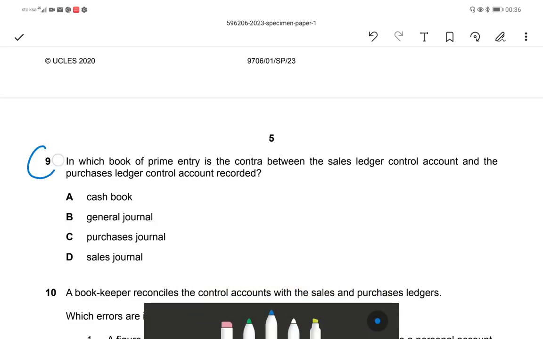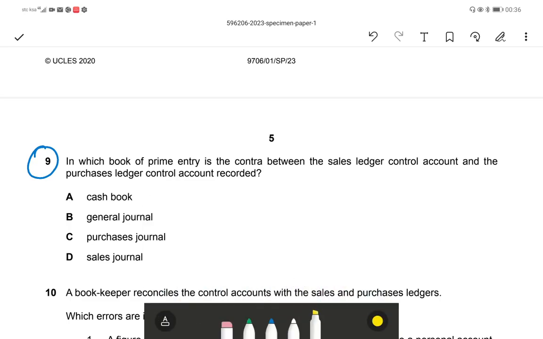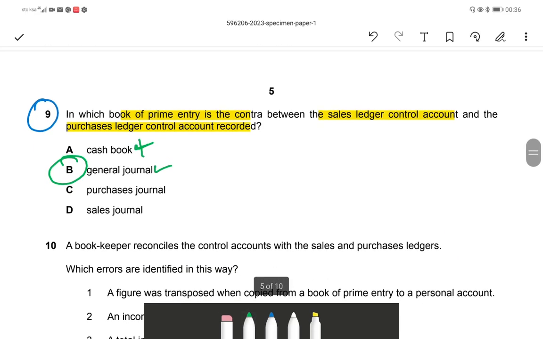Next, question number 9. In which book of prime entry is the contra between the sales ledger control account and the purchase ledger control account recorded? The cash book is for cash transactions only, so the answer is the general journal. The correct answer is B. The purchase journal and sales journal are for credit purchases and credit sales. So the correct answer is option B.